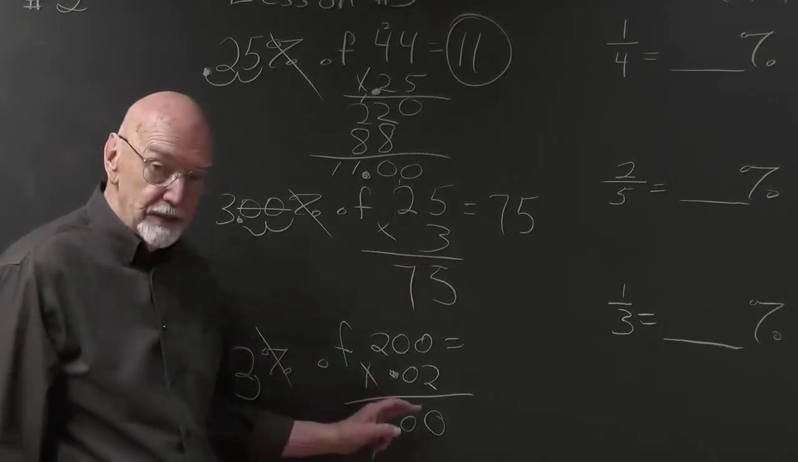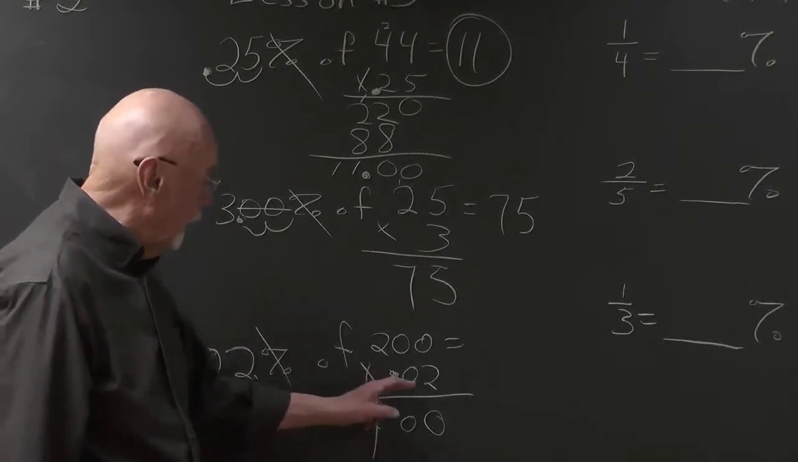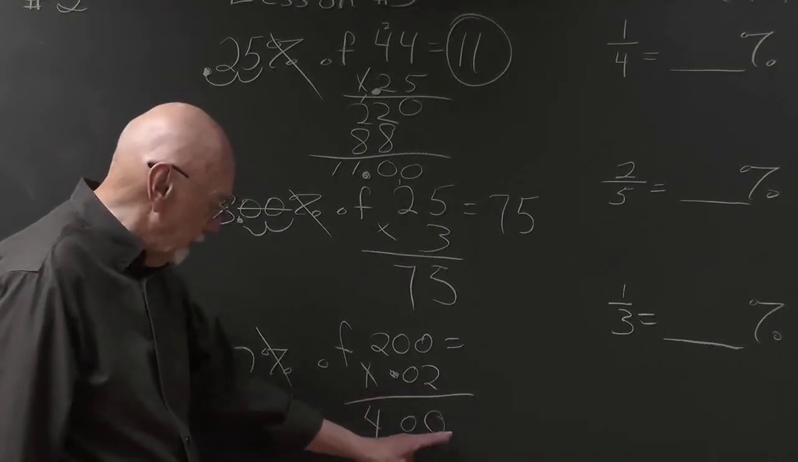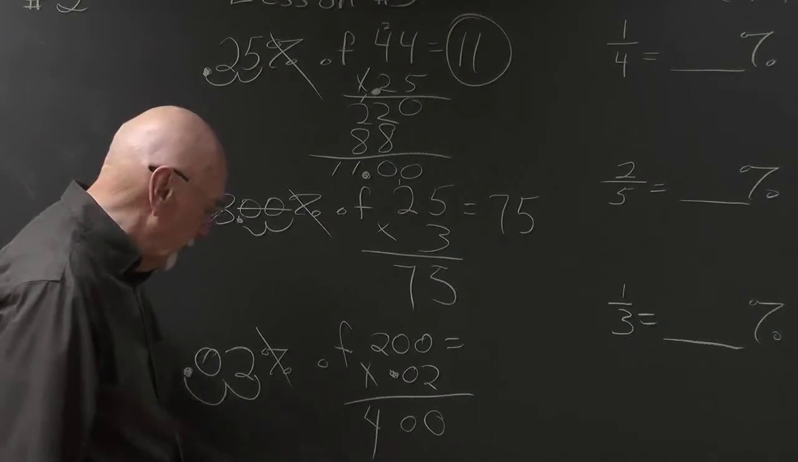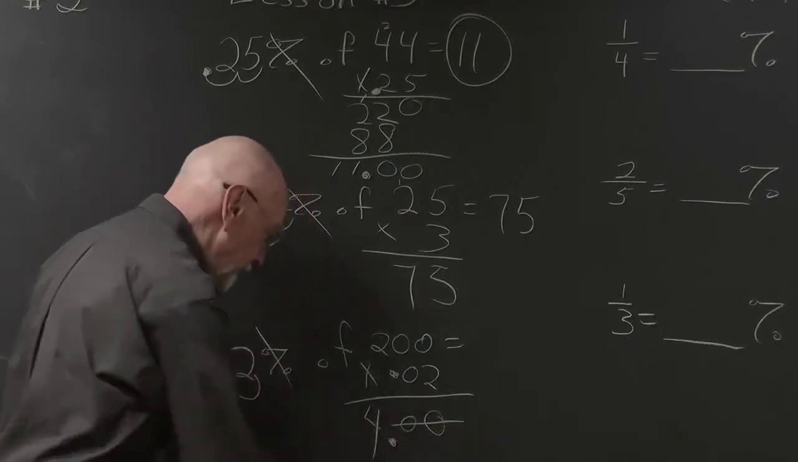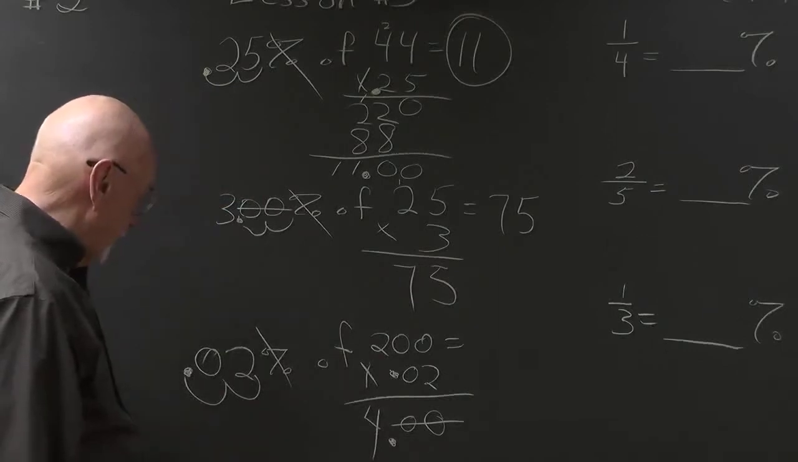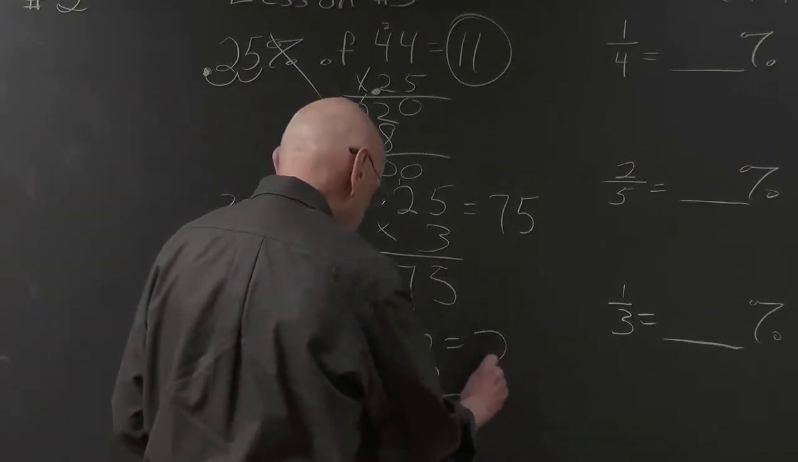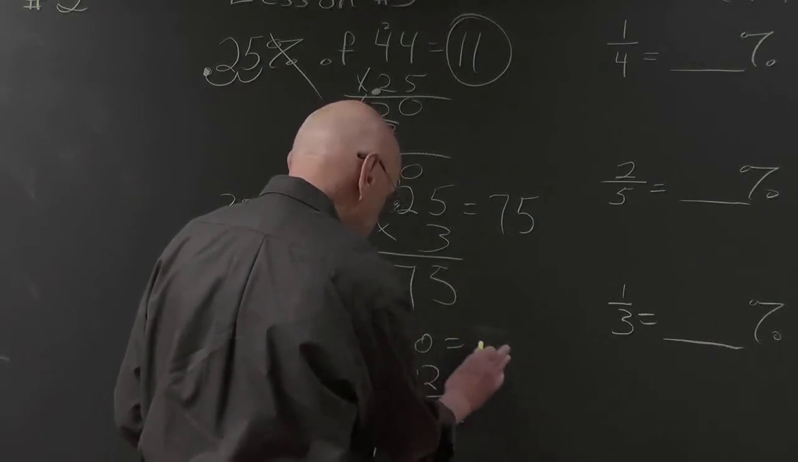And we count to place the decimal point. 1, 2. Start over here, move to the left. 1, 2. So 2% of 200 is 4.